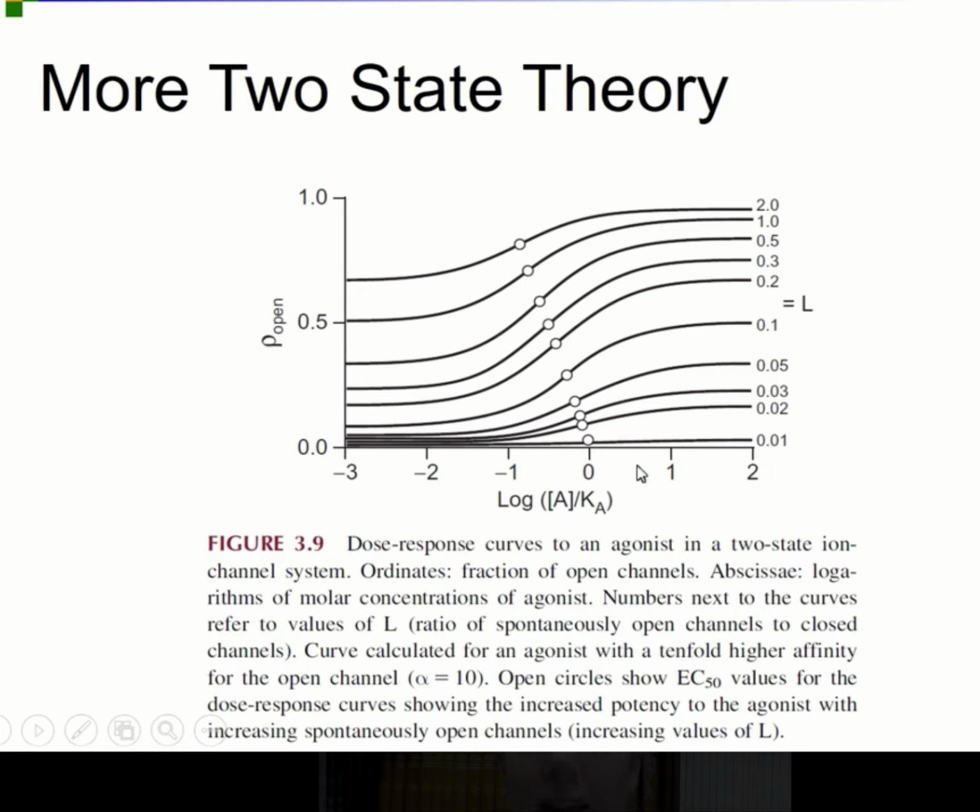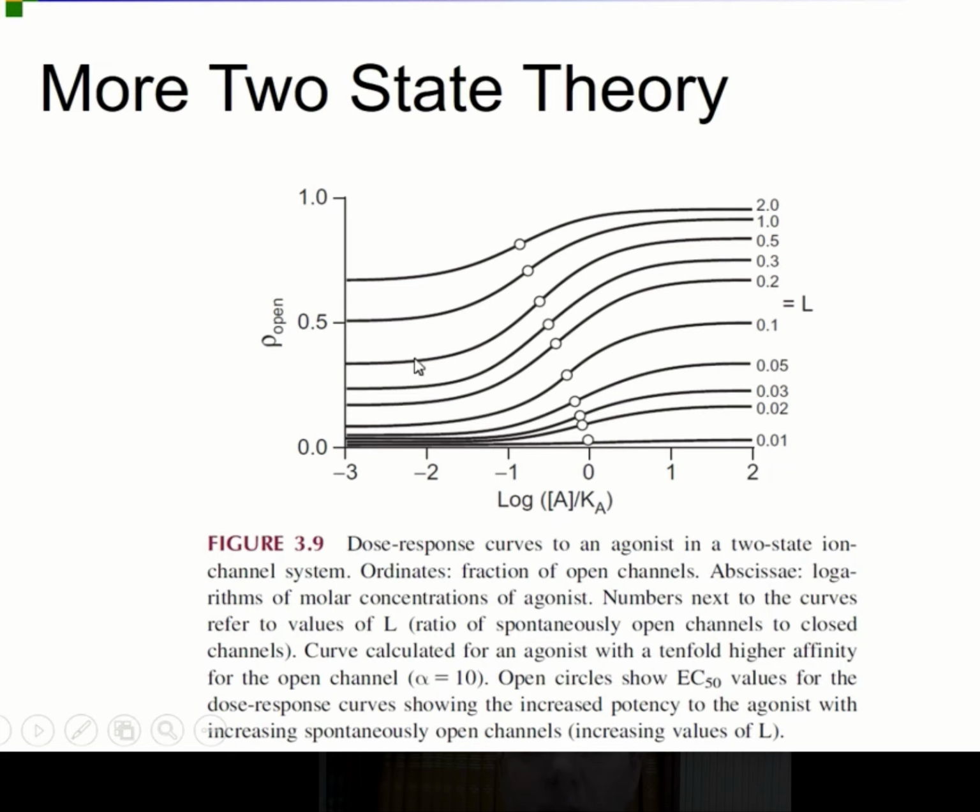So on the x-axis, we just have increasing agonist concentration. Our textbook likes to use this very, very awkward, complicated unit. Ignore it. As we go to the right on the x-axis, we're increasing the amount of agonist. So that's what you need to realize there. And on the y-axis, we're just looking at the percent open receptor, whether it was spontaneously open or induced open by the binding of an agonist.